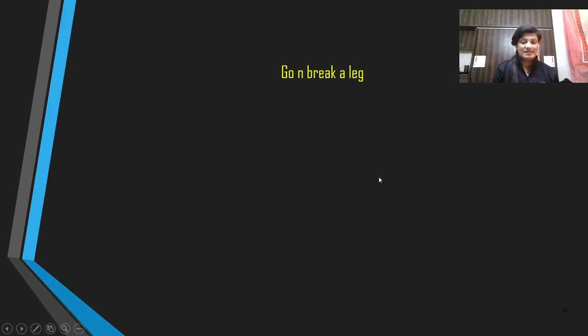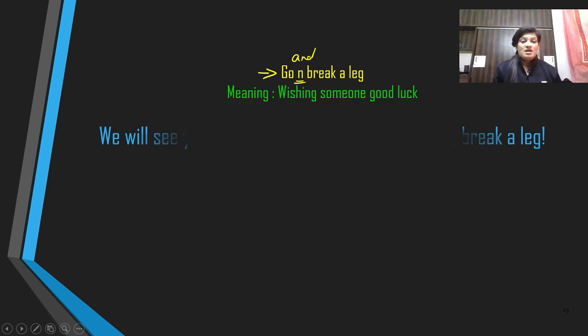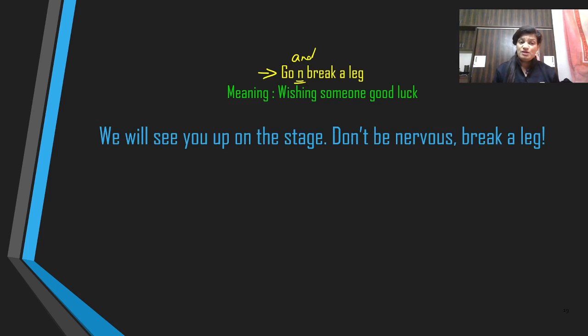Go and break a leg. Well, here N is and, pardon me for that, which means wishing someone good luck. Go and break a leg, which means wishing someone good luck. Now, how do you use that in your statement? You would say, "We will see you up on the stage. Don't be nervous. Break a leg."